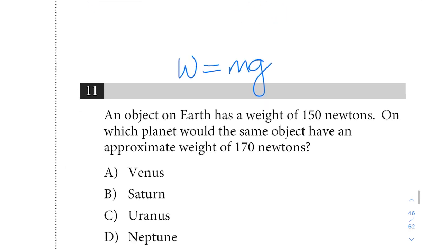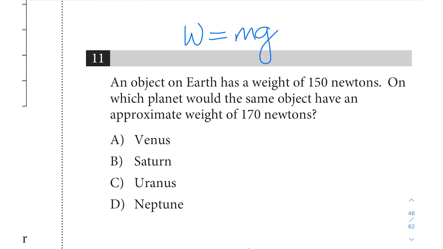And again, it's still going to likely relate to this general formula, so it's never bad to have that right in front of you when you look at the question. And for 11, it reads, an object on Earth has a weight of 150 newtons. On which planet would the same object have an approximate weight of 170 newtons? Okay, well, let me try this formula. So W equals mg. And let's go one statement at a time, because anytime you can do a little bit of math, it's really helpful to at least provide clarity, maybe fill in a numerical value for a variable. So let's start with that.